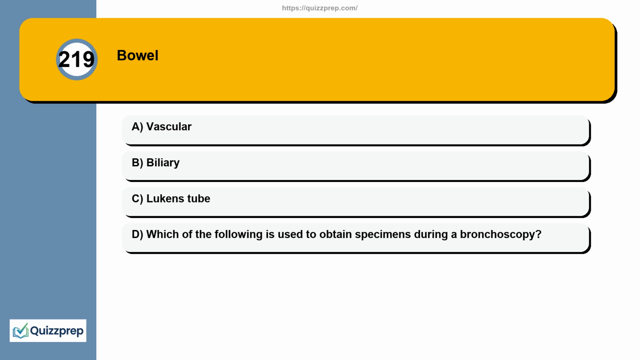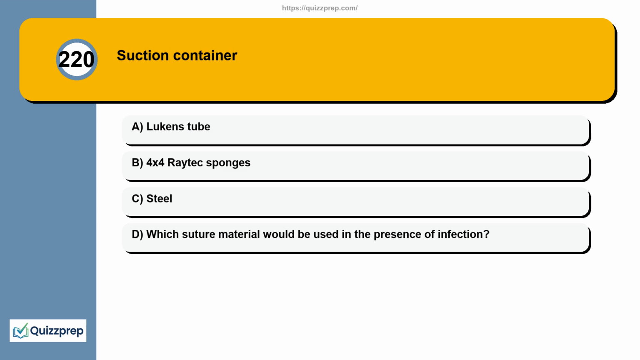The correct answer is option N/A. Question 220: Suction container, option A; Luken's tube, option B; 4x4 Raytex sponges, option C; steel, option D. Which suture material would be used in the presence of infection? The correct answer is option N/A.